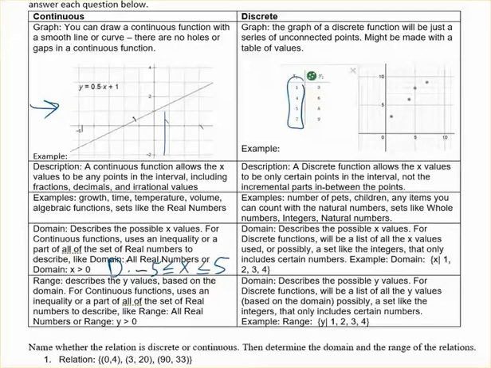If you have a discrete graph, the range is the y values that you can get after you plug in those x values. There's a typo right here. This should say range. I'll fix it. When you see your worksheet, hopefully it won't say that.